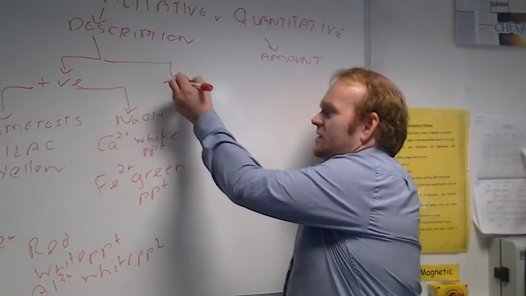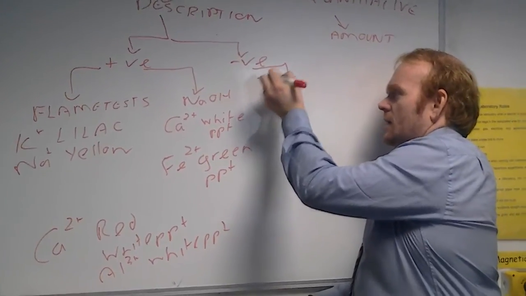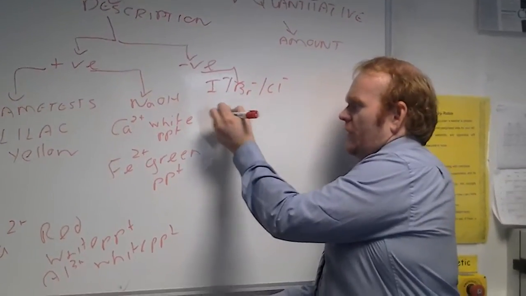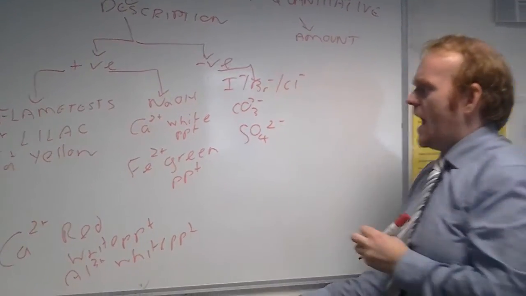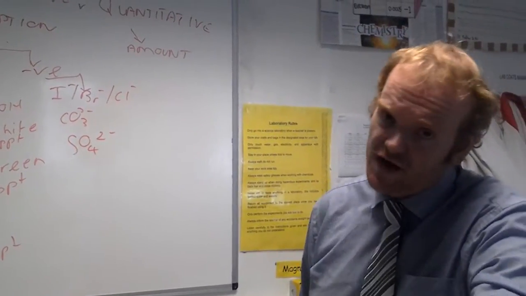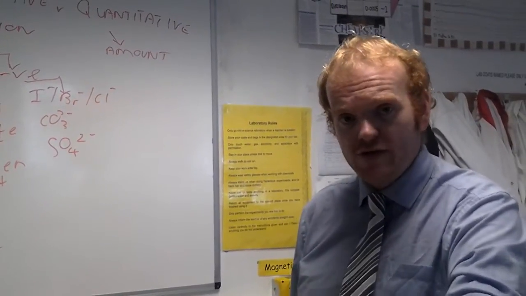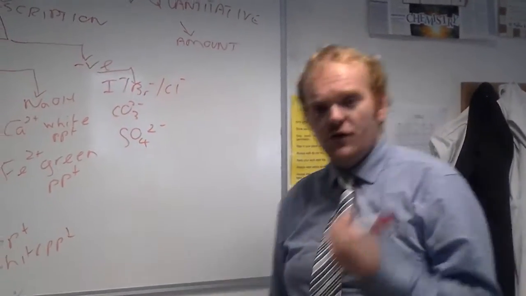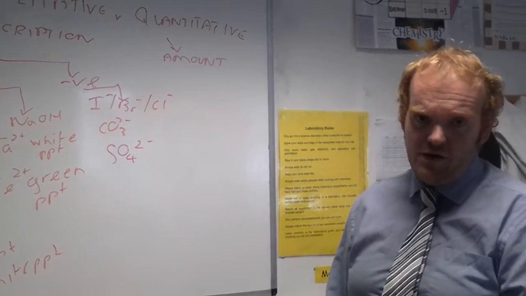I've also got tests for the negative ions. That could be for the halides, for carbonates, and for sulfates. You need to know that for iodide, chloride and bromide, you react it with silver nitrate, and you get different coloured precipitates: white for a chloride, cream for a bromide, yellow for an iodide. For carbonates, you react it with hydrochloric acid, and you get carbon dioxide given off. For sulfates, you react it with barium chloride.